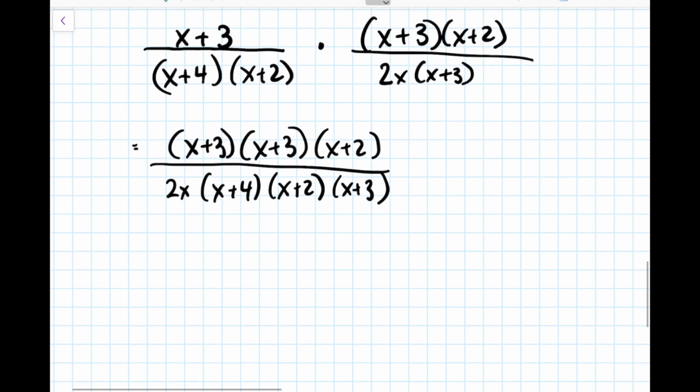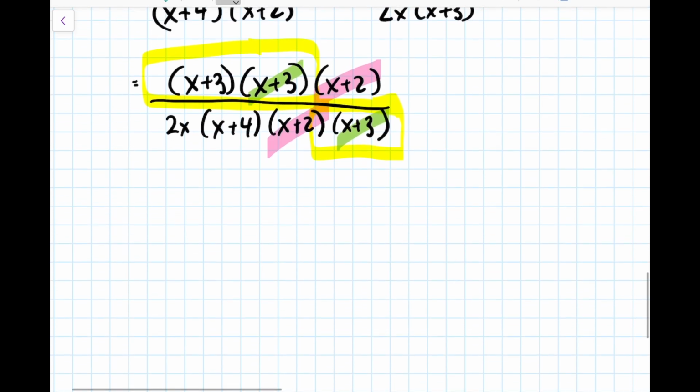So if we're going to cancel some stuff out, we've got x plus 3's that are going to go away. We've also got x plus 2's. One thing to keep in mind, we have 2 x plus 3's on top and 1 x plus 3 on the bottom. So that 1 x plus 3 on the bottom isn't going to cancel out 2 things on the top. It's 1 for 1. So don't cancel out extra things that don't cancel.